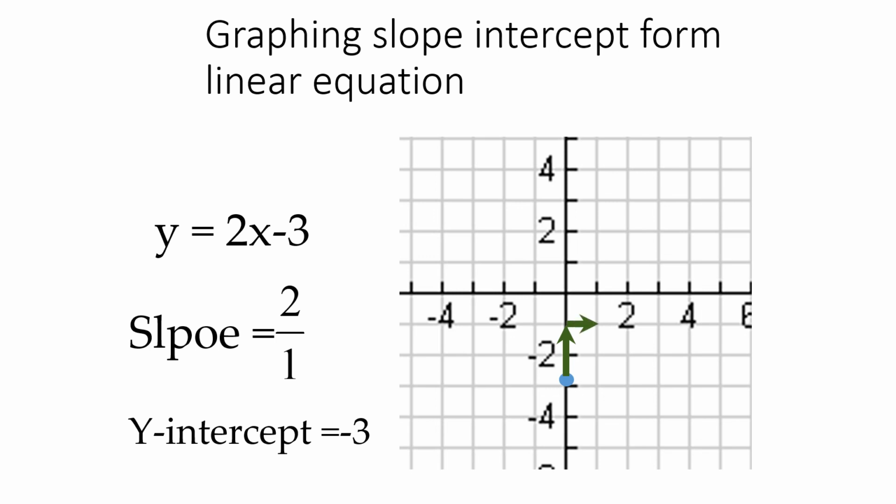Moving 1 step until you reach this position, put a new point. Join the 2 points, the y-intercept and the new point. Now you have the line which is represented by the equation y equals 2x minus 3.